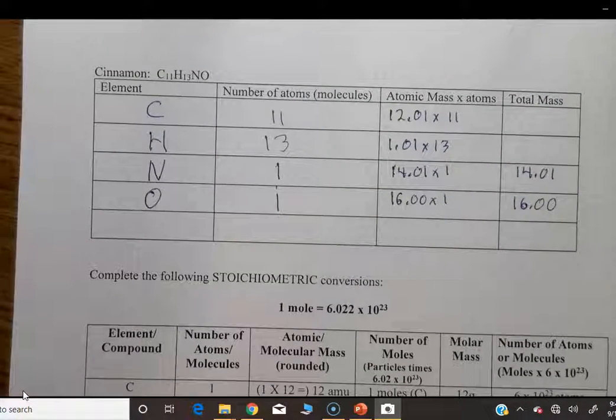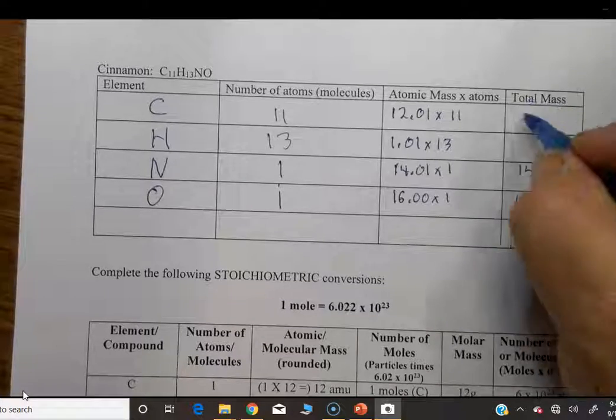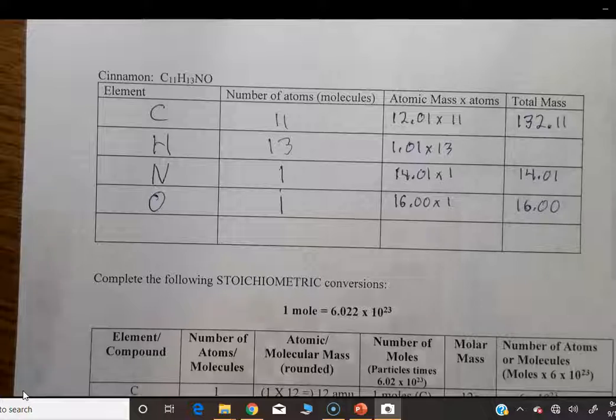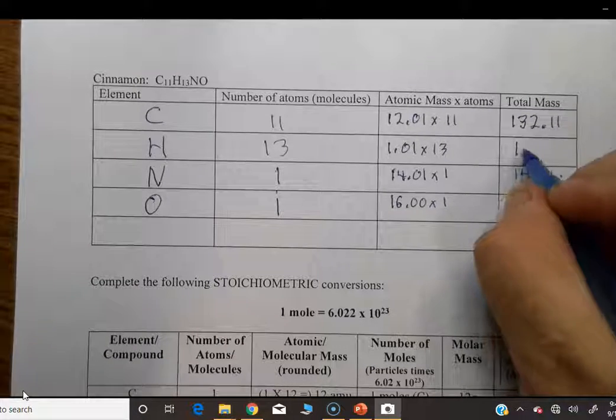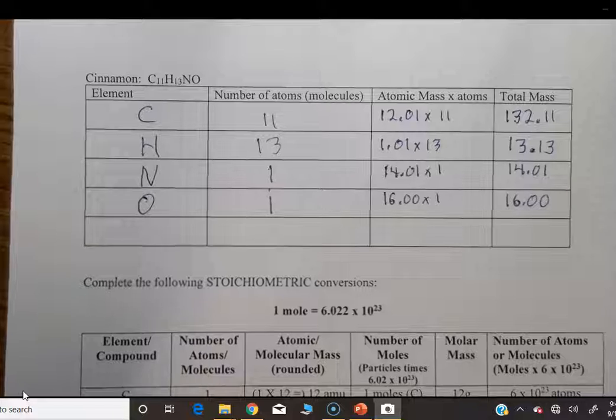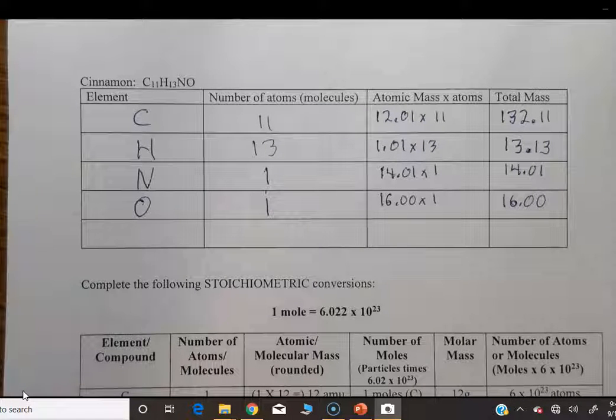And we got the carbon up there. It's going to give us 132.11. And this is going to be 13.13. Okay, there you go. So now we're adding all these up.